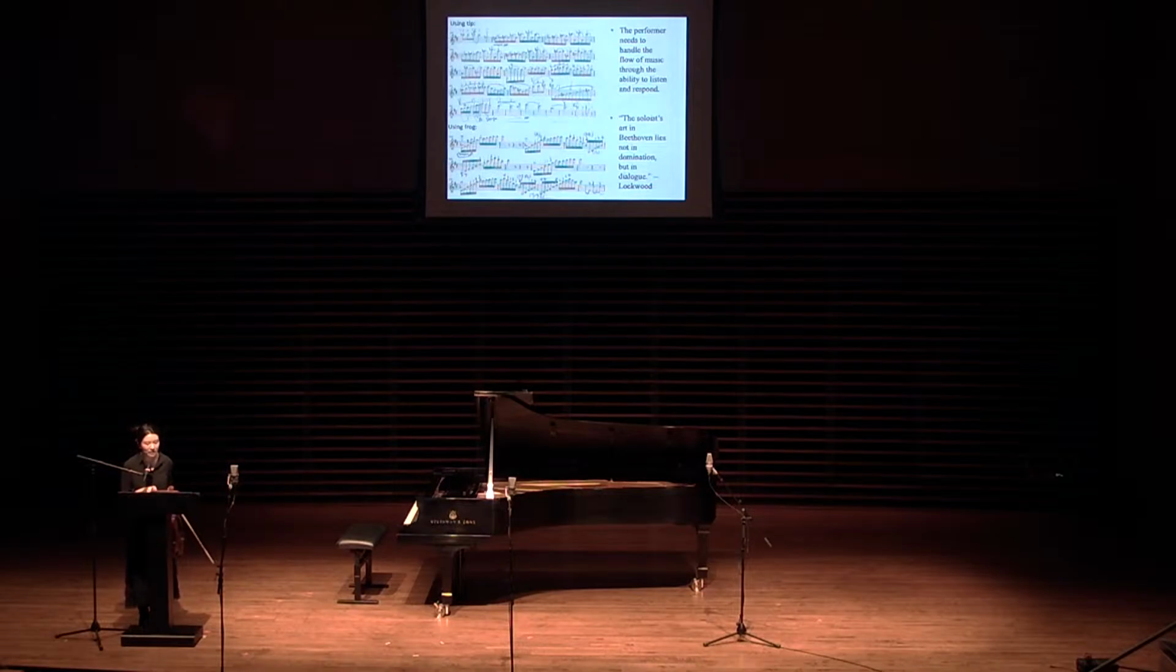As the musicologist Lockwood pointed out, the soloist's art in Beethoven lies not in domination, but in dialogue. Beethoven's violin concerto requires the player to integrate rather than dominate. This means that in this performance, the soloist should not only show skills, but also have the consciousness of listening, letting the voice resonate with the group in the orchestra. So I'll play the tip paragraph and the frog paragraph for you.